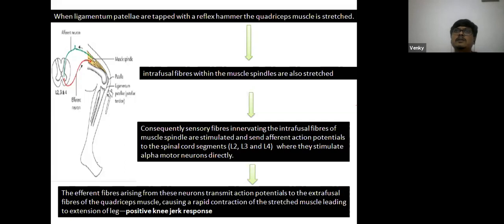At the level of lesion, there is a lower motor neuron type of weakness. Below the level of lesion, there will be an upper motor neuron type of weakness. For example, at the C5, C6 level, there will be a lower motor neuron type of lesion, and below C5, C6, there will be an upper motor neuron type of lesion present. Okay, you got it?